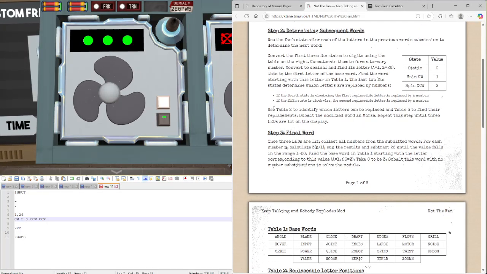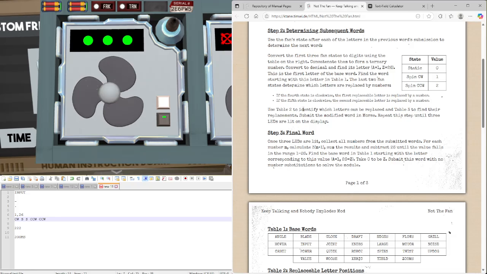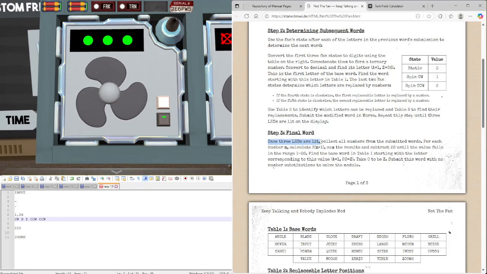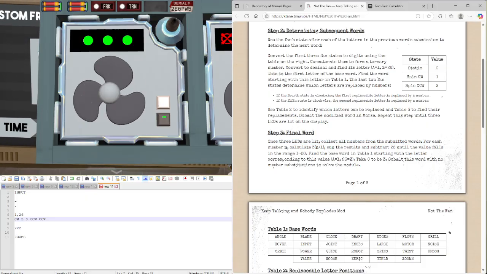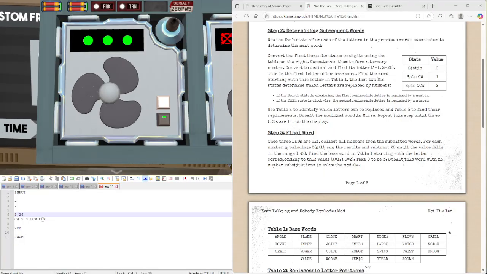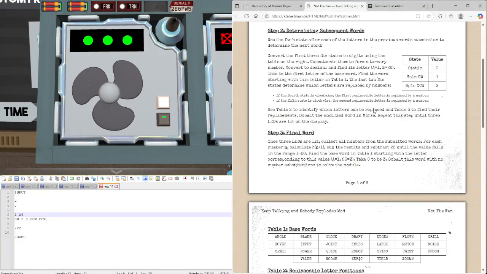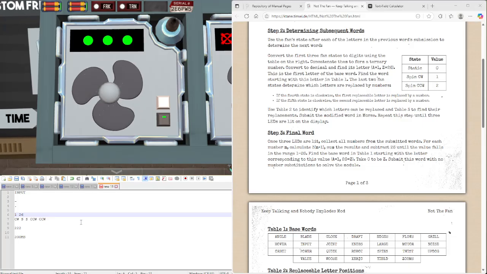So we now have three lit LEDs. Once three LEDs are lit, collect all numbers from submitted words. So we have 1 and 26.